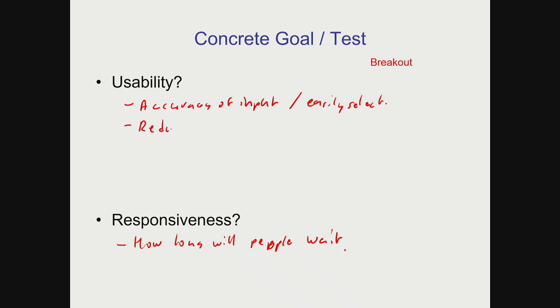Number two, for usability, we were talking about reducing the ambiguity of what any button does. So you have to make it clear that every POI is a subway station, or a street, or a Tim Hortons, for example.